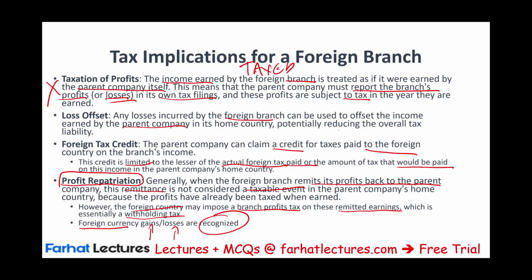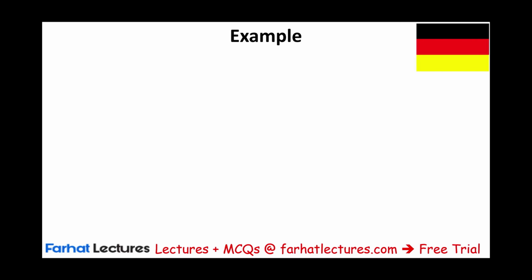In other words, you had €1 million, and that €1 million was worth 1.5 million US dollars when you paid the taxes. Now, when you send that €1 million to the US, it was worth 1.75 million. So it increased 250,000 in value, and that's due to the foreign currency exchange. Well, you have a gain on that foreign currency exchange. Same thing, if you had a loss, you would recognize the loss. But the money itself was already taxed. Let's take a look at an example.